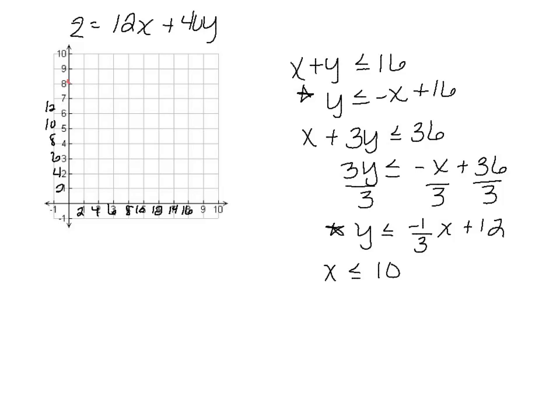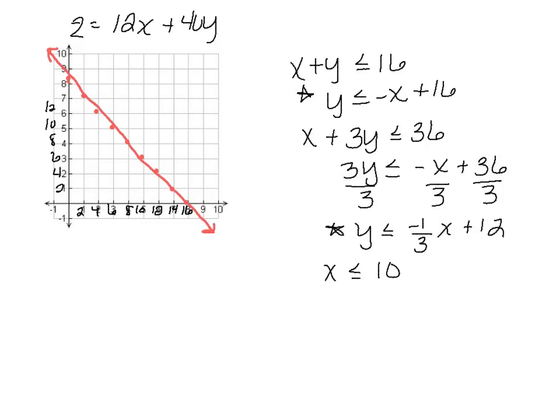Up to 16, and we have to go down 1 to the right 1. So down 1 to the right 1. Go all the way across. And we have a straight line. We also know that we have to shade below it, so we're in the triangular region.